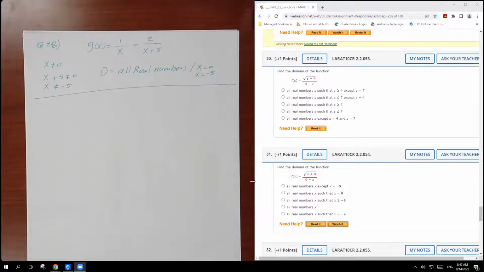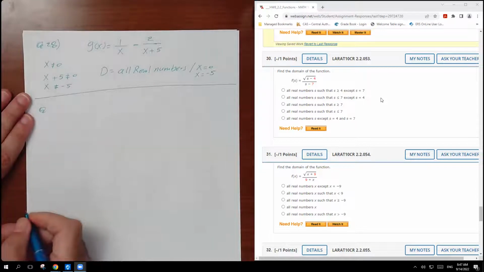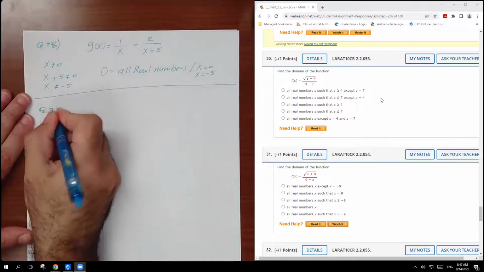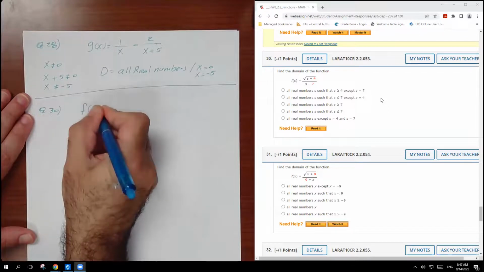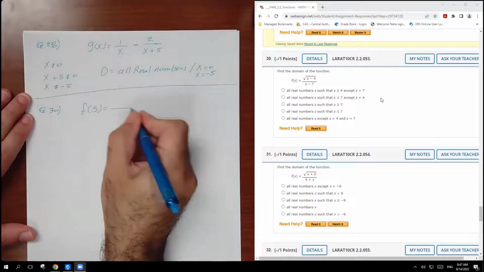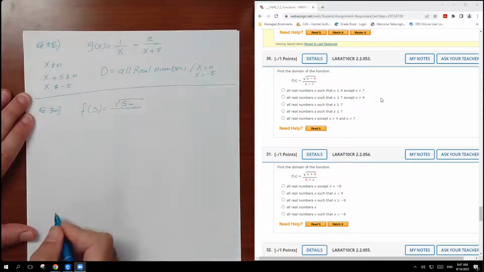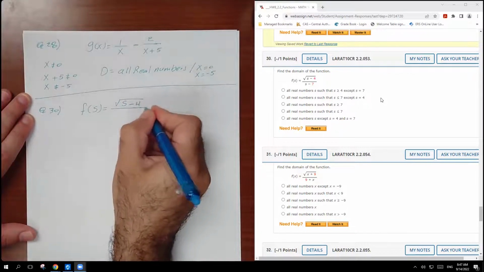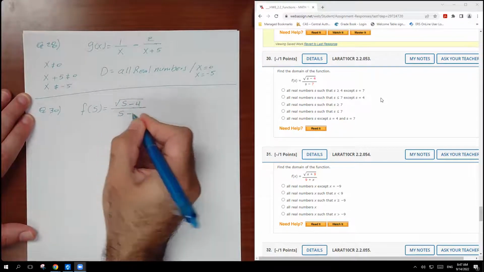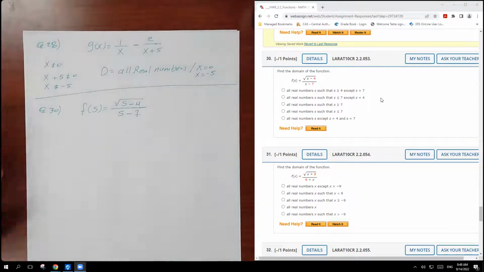Find the domain of the function for this one. f of s, question 30. It says f of s equals the square root of s minus 4 over s minus 7. Keep in mind these two are really important examples.